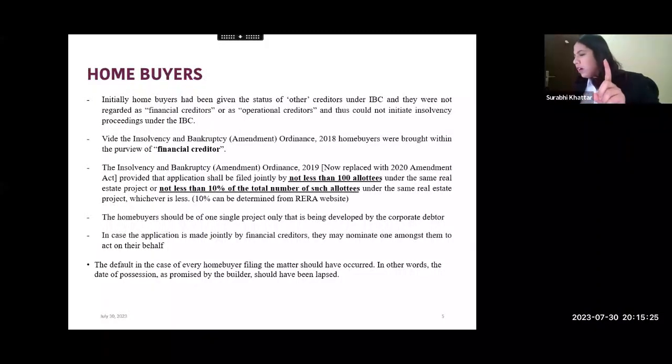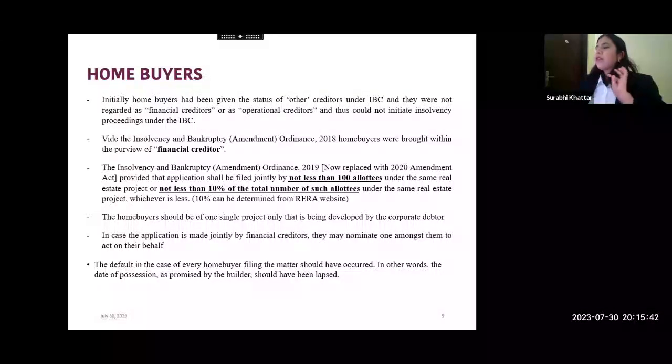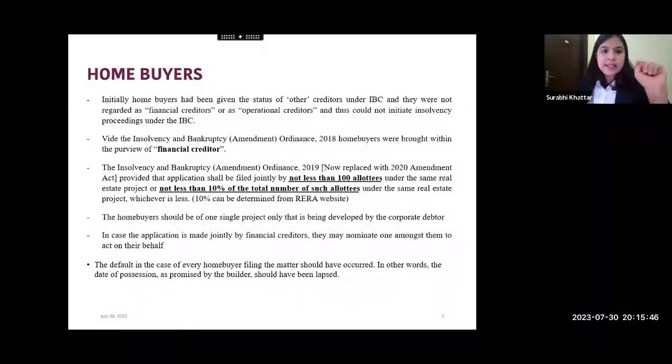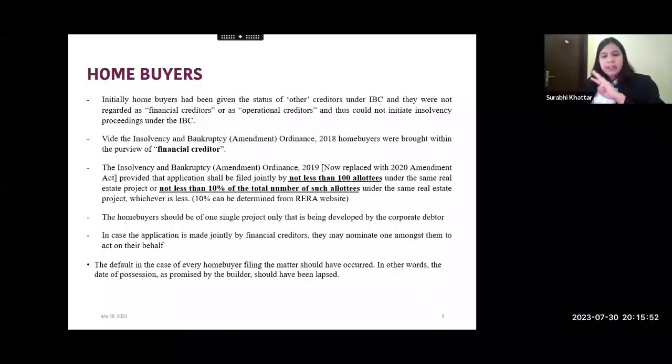However, when they file the application jointly, not less than 100 allottees under the same real estate project, or not less than 10% of the total number of such allottees under the same real estate project, whichever is lesser, can file the application. However, all the allottees or home buyers in this case should be part of the same real estate project.